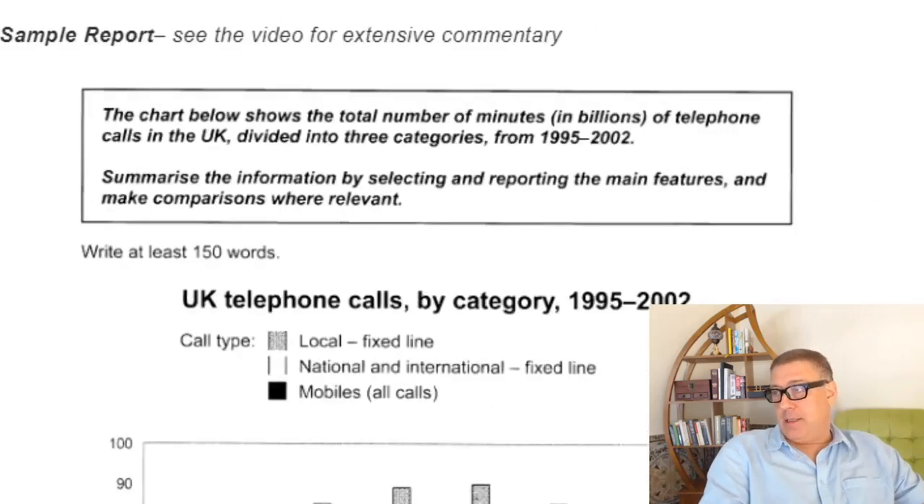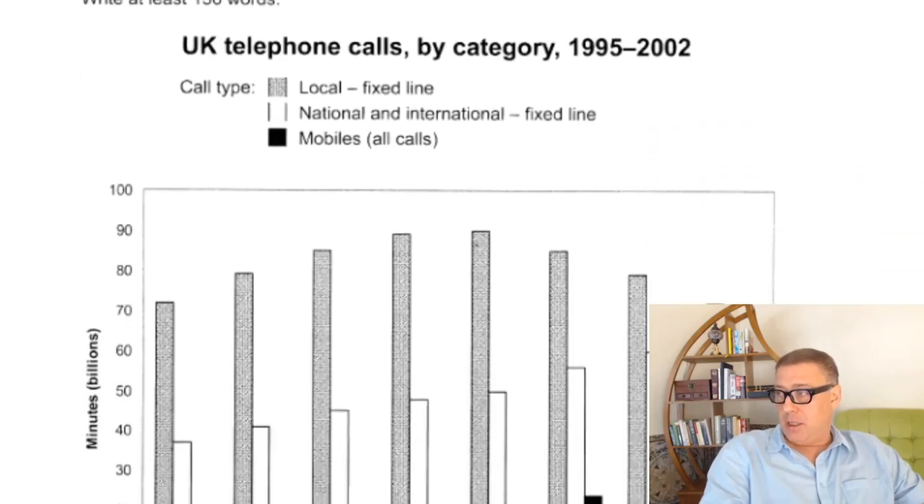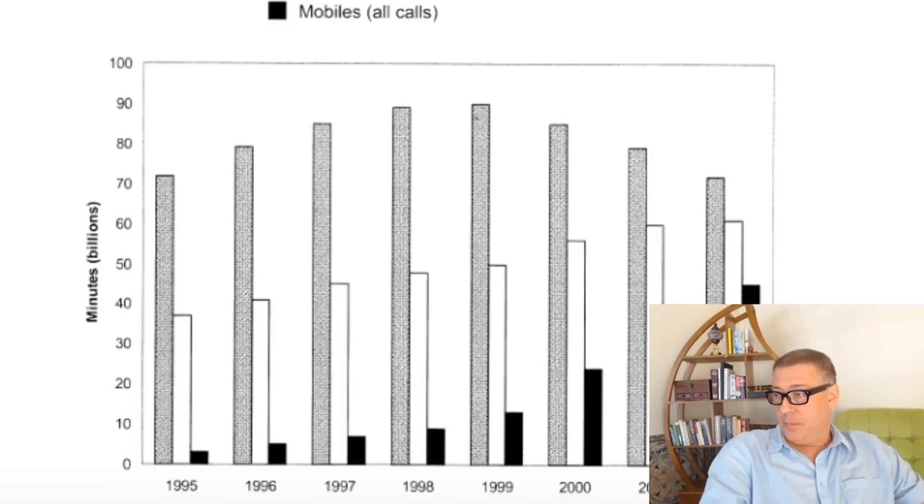So let's look at this sample report. If we look at the question, okay, 1995 to 2002. We know that unlike the last example, this is a bar chart which deals with time.